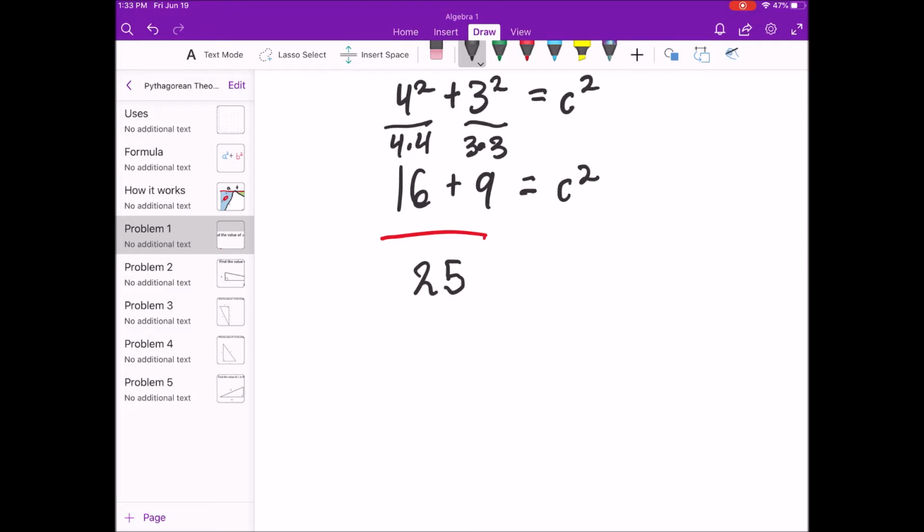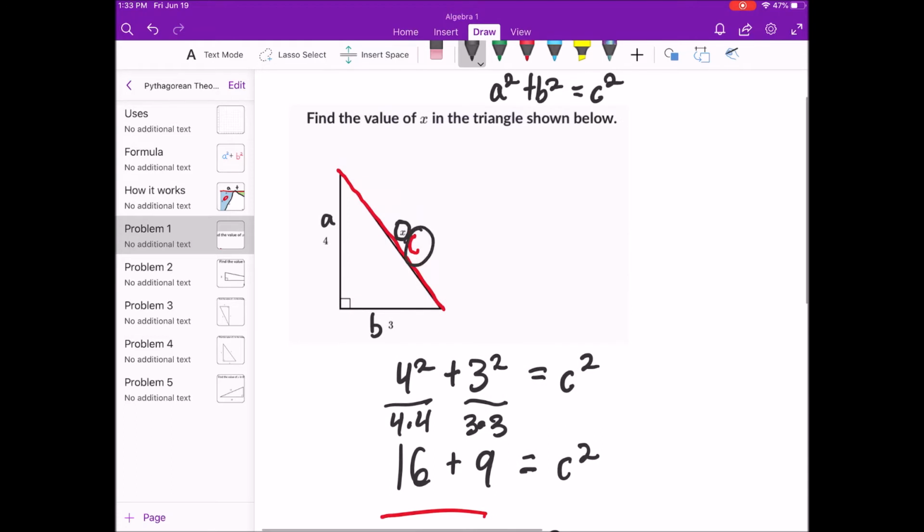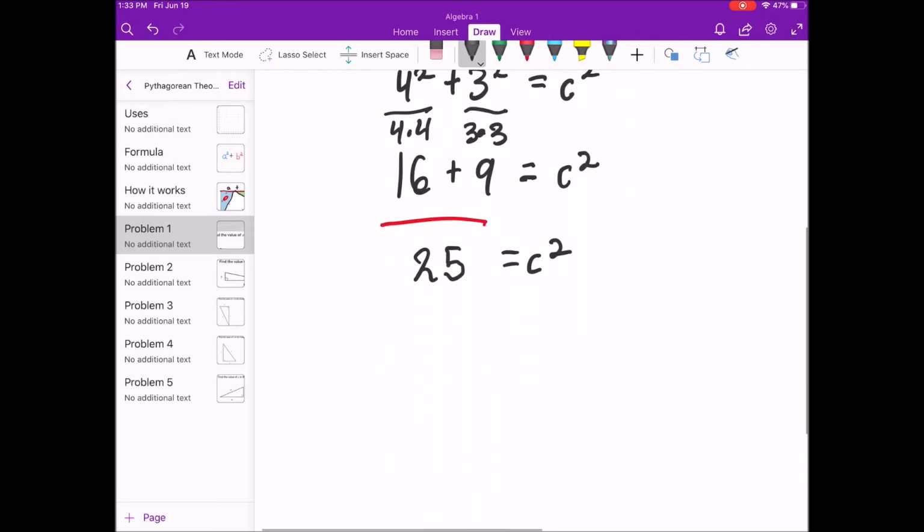25 is equal to c squared. Now we're trying to find the value of c, not c squared. So the only way that you can take off that square is you take the square root of each side. When you take the square root of one side, you have to take the square root of the other side. So the square root of 25 is 5. So 5 is equal to c. So our answer is 5.